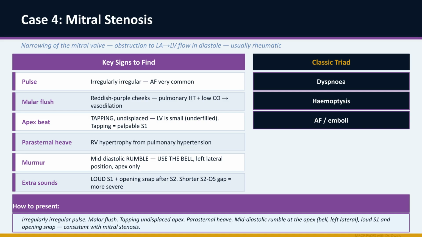Case 4 is mitral stenosis, an obstruction causing diastolic flow issues. Signs include an irregular pulse, malar flush, tapping undisplaced apex, and a parasternal heave. The key is the mid-diastolic rumble at the apex, best heard with the bell in the left lateral position. A loud S1 and opening snap are characteristic. Classic triad symptoms are dyspnea, hemoptysis, and AF or emboli.